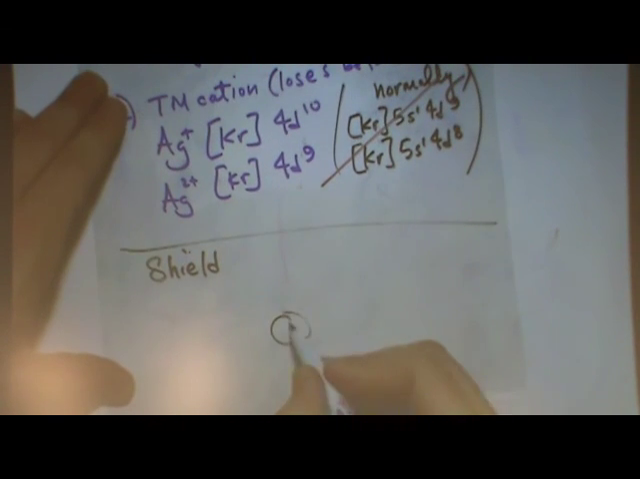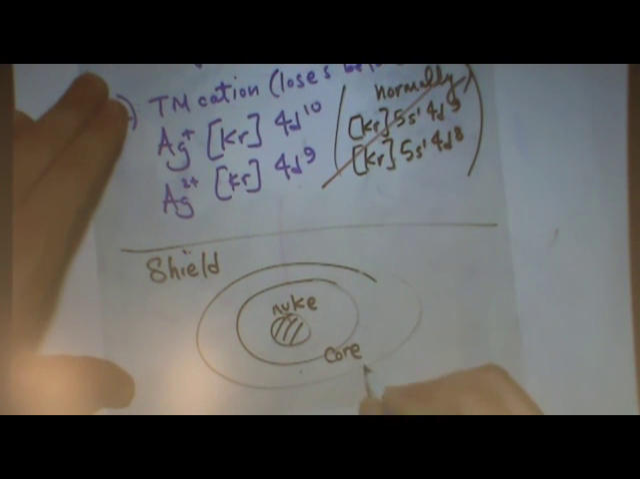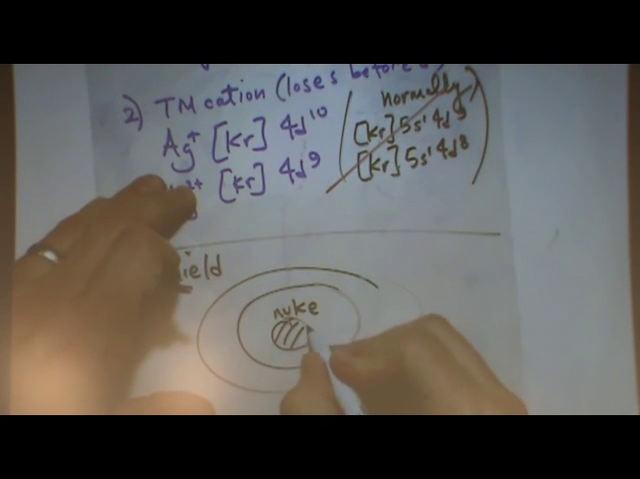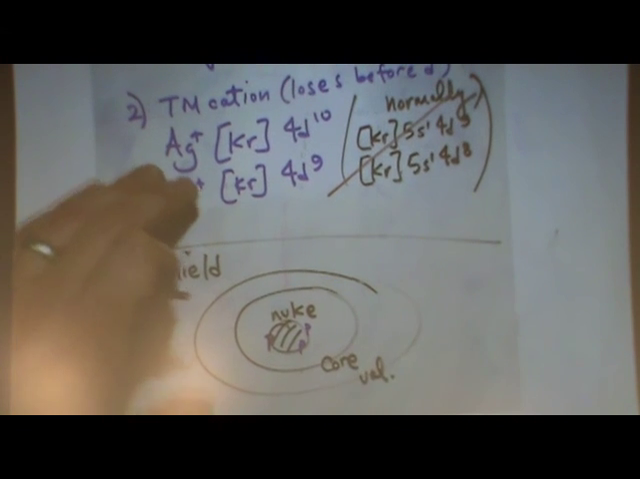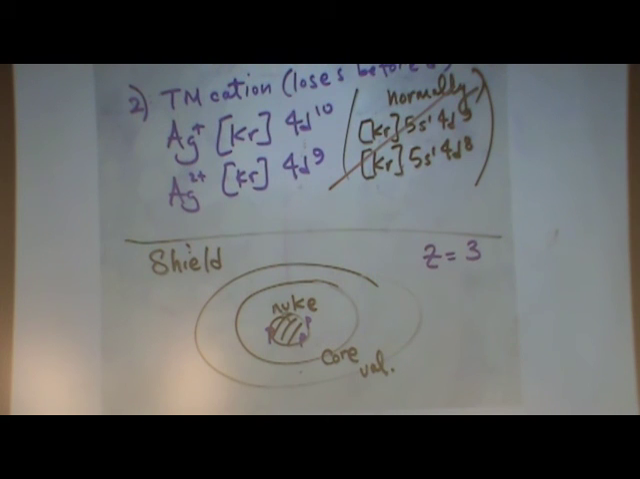What is that? That's when you have, let's say you have a nucleus here. Around the nucleus you have the core electrons, and around the core electrons you have the valence electrons. The outermost electrons are called the valence electrons. The inner ones are called the core electrons. The nucleus might have, let's say, 1, 2, 3 protons. So Z for this would be 3. What element is this? Lithium. If there's 3 protons, Z equals 3. Lithium has the atomic number of 3.